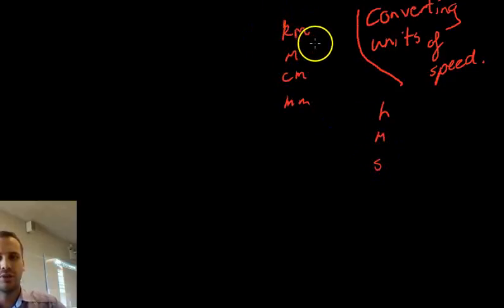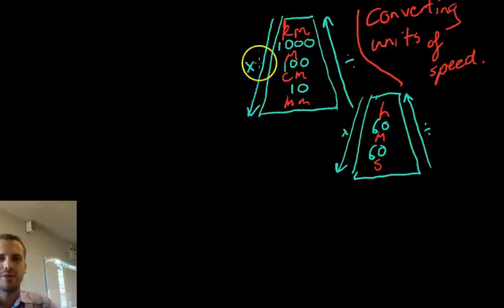So let's take a look at first how to convert those units, and then we'll look at converting units of speed, which is slightly more complicated. These two new tables that have appeared on your screen now are conversions of length, kilometers to meters to centimeters to millimeters, and conversions of time, hours to minutes to seconds. This is stuff that you should be really familiar with from primary school, year 7, year 8, etc. What we're doing today is converting units of speed.